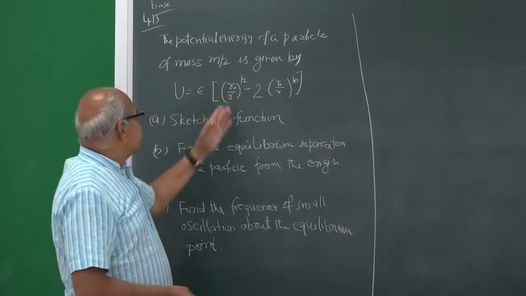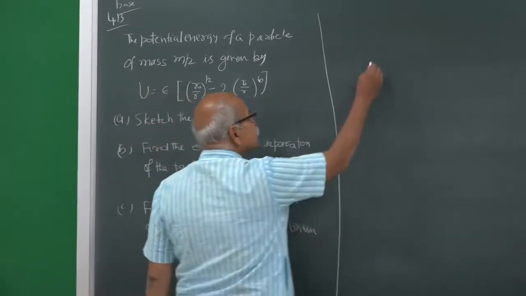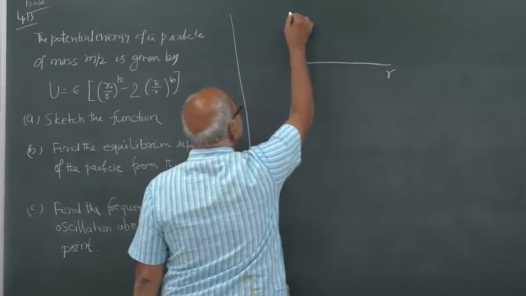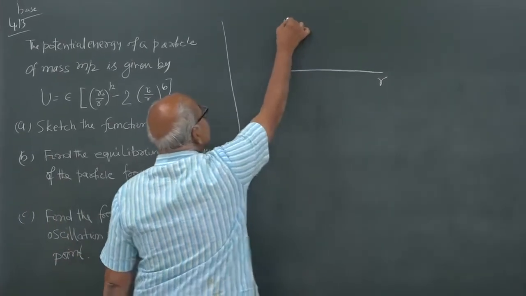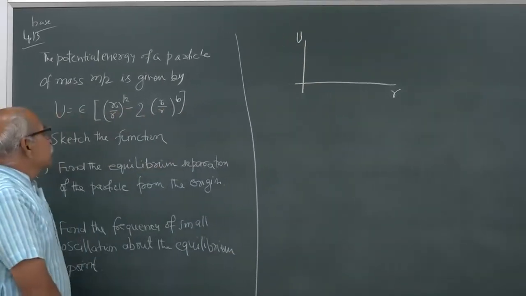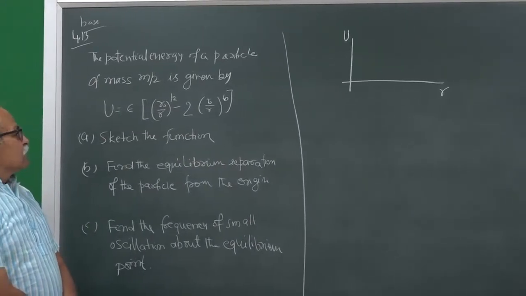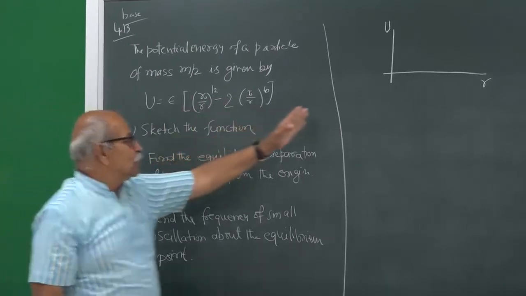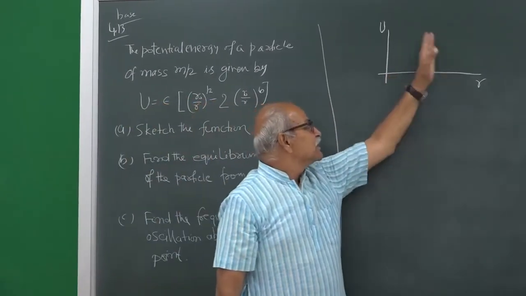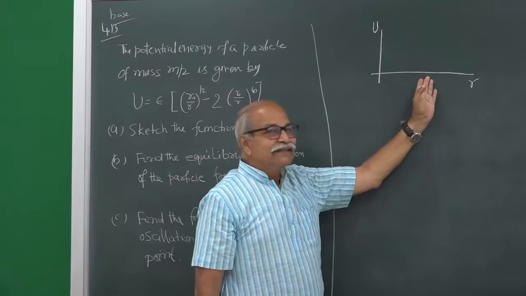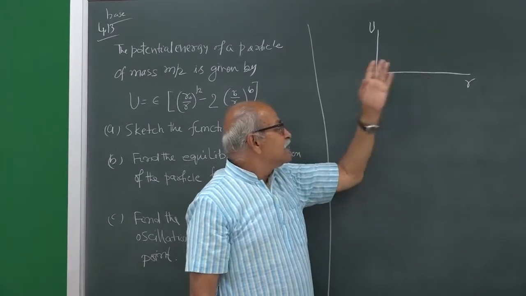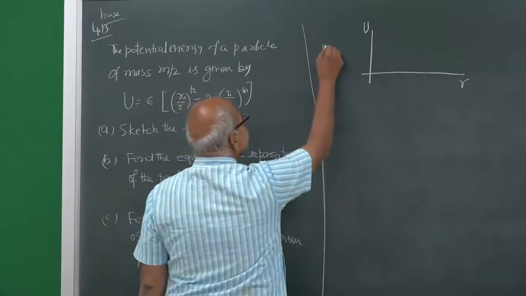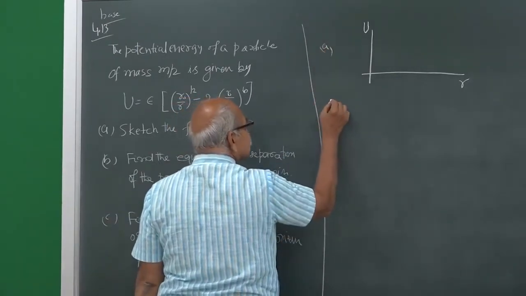So, sketch this function. I have to write r and this u, and how do I sketch? The first thing is, are there points where this u is 0. I want to know whether this curve cuts the r axis or not, and if it cuts, then at which points. So, to sketch, let us do all those exercises.